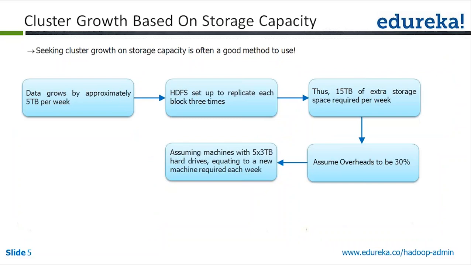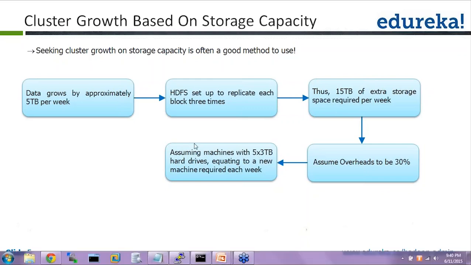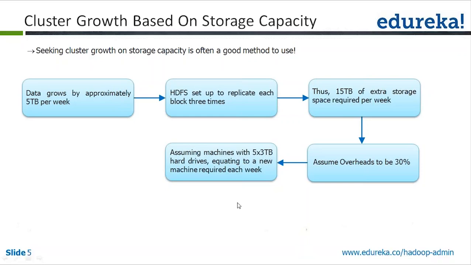For example, if your data is growing by approximately 5 terabytes per week, and the replication factor is set to 3 in HDFS, then 15 terabytes of extra storage space is required every week. Assuming an overhead of 30% for non-HDFS usage, you need one machine every week, composed of 5 into 3 terabytes of hard disk drives.